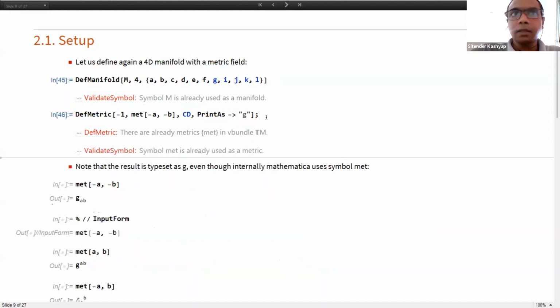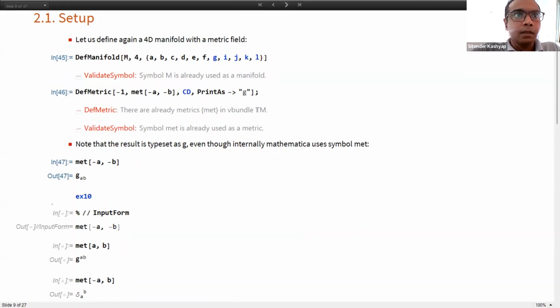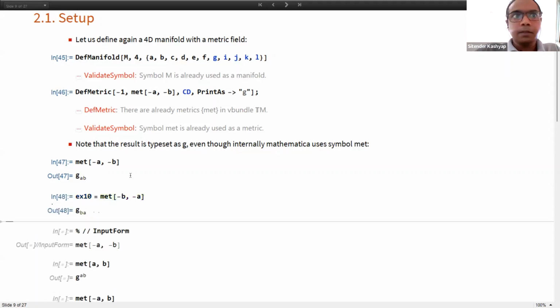Okay, I think it already knows that it is there. So let's take an example. Let's say ex10 equal to met minus b minus a. So you see in this, what is happening is b index is first and a index is second.